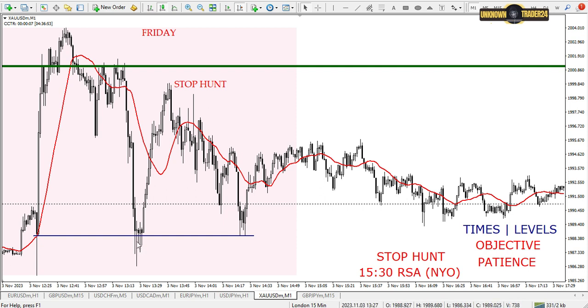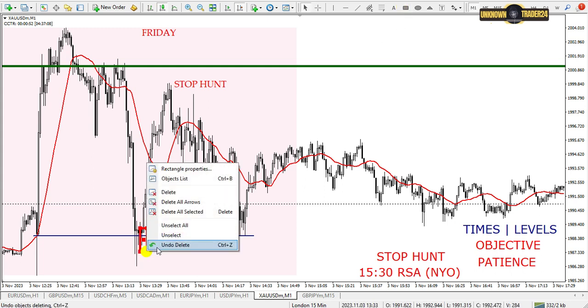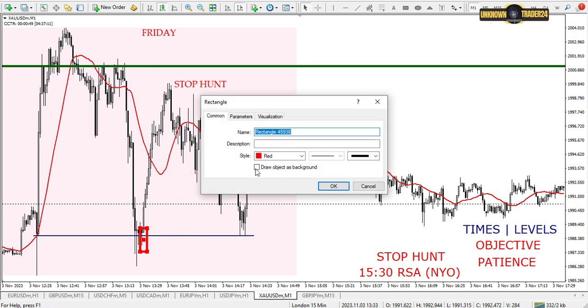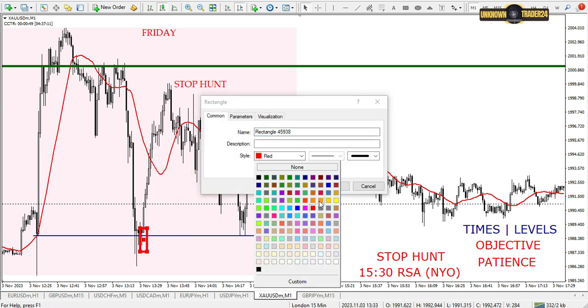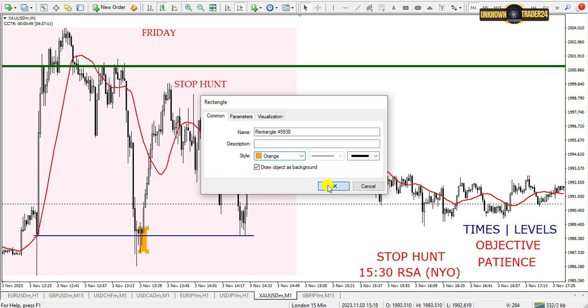However, I closed it immediately before 15:30. The reason is I know that 15:30 is more likely to throw stop hunts, okay? So if we actually look at this candle over here, I'm just going to use a different color which is more visible, so I'm going to use an orange color here.